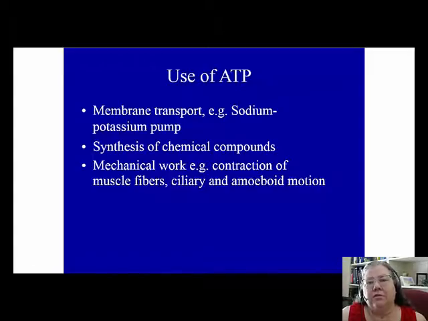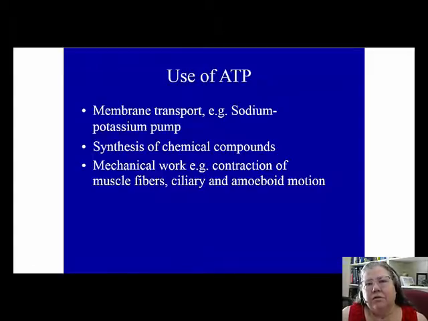Again, do you need to know the details? Not the details, but you do need to understand that the sodium-potassium pump is an important structure for maintaining the electrochemical gradients that allow life to occur. ATP is used in synthesis, so ATP is the energy that is used when the body is synthesizing, when a cell, for instance, is synthesizing protein.